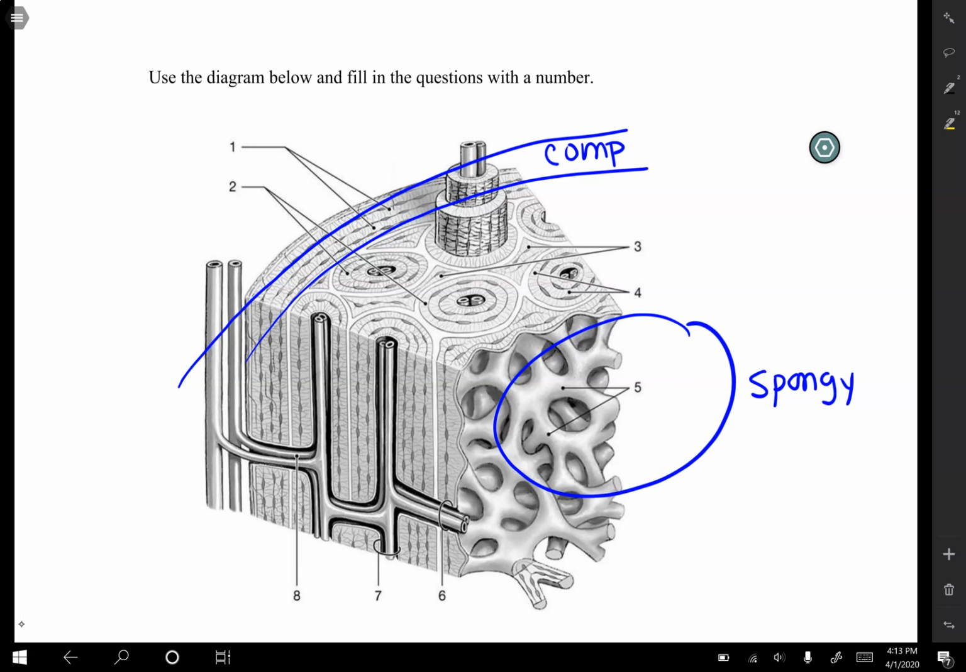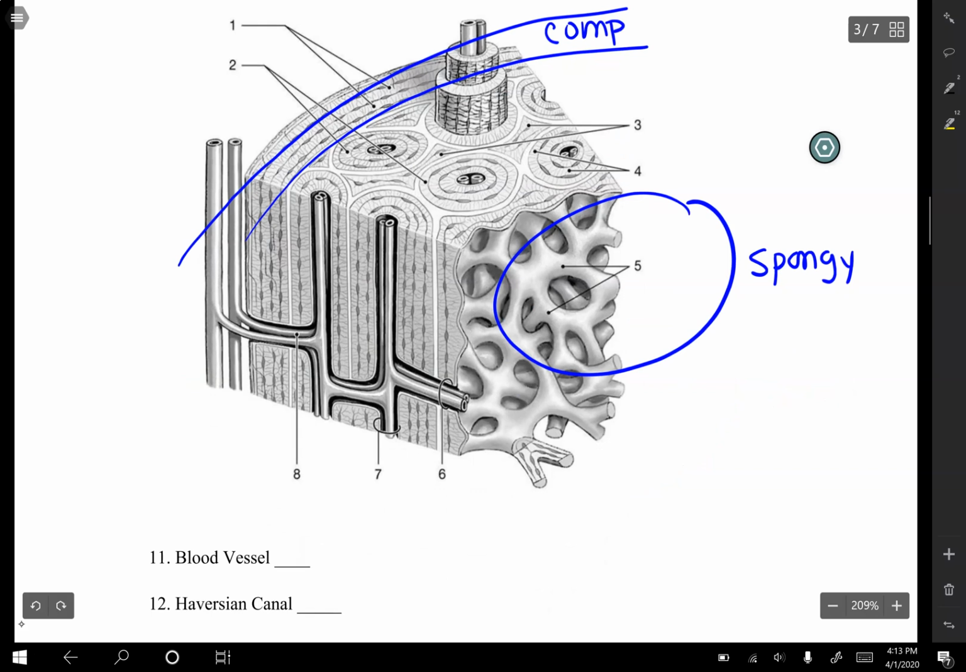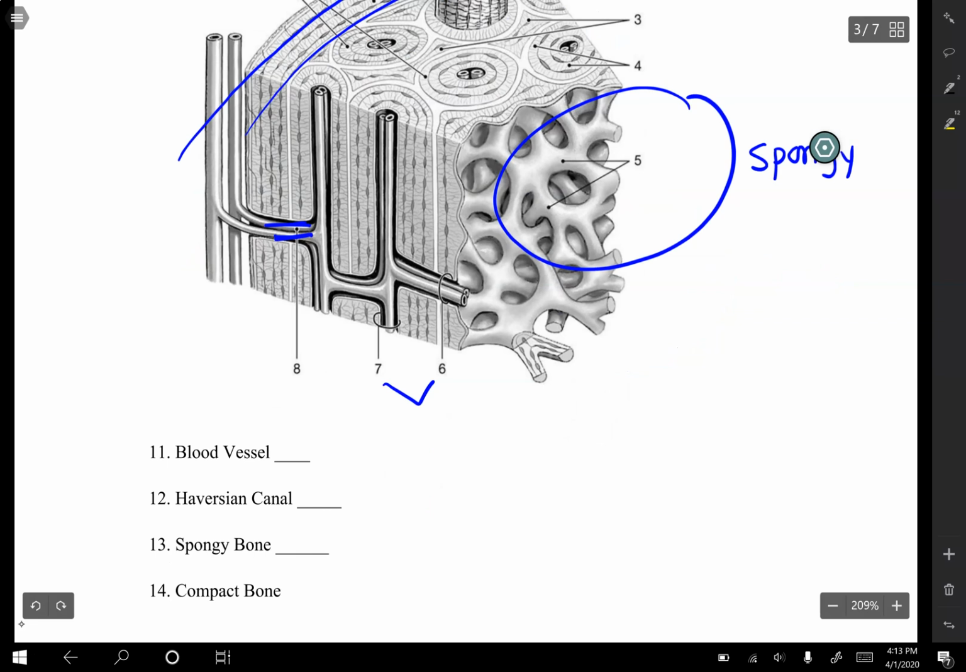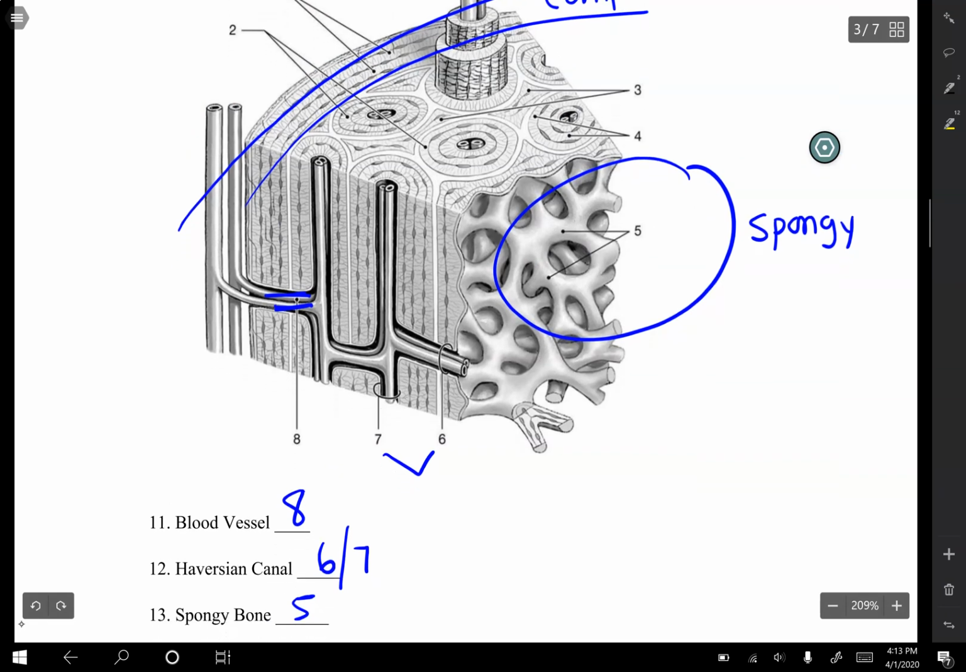Now, I took 6 and 7 together. I would have taken those as your Haversian canals. But 8 was pointing specifically to these guys right there, so that's your blood vessels. So your blood vessels should have been 8. Your Haversian canals I would have taken as 6 or 7. Once again, not so great. Spongy bone is 5, and compact bone was 1.